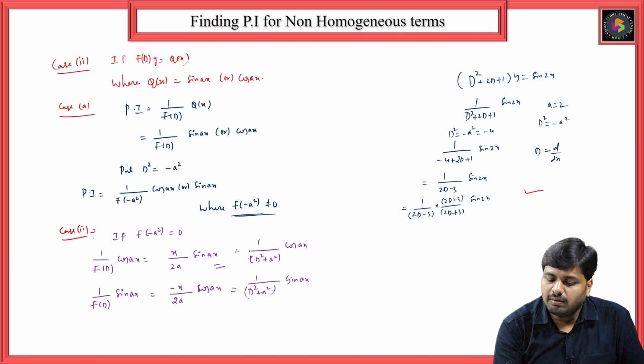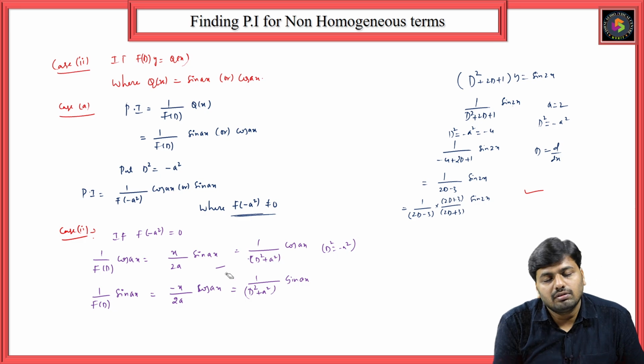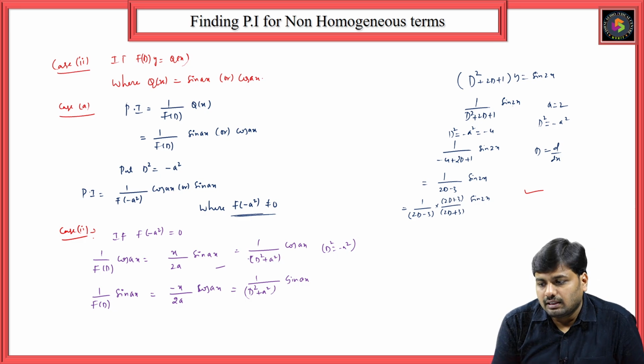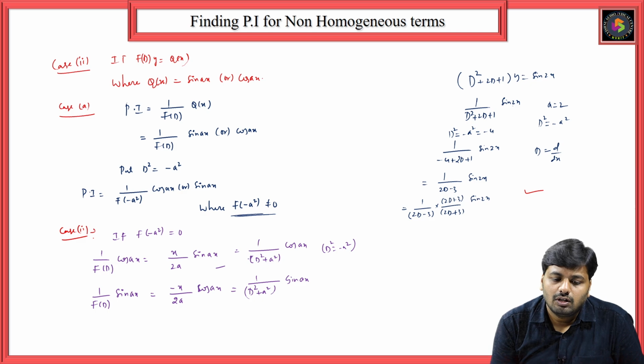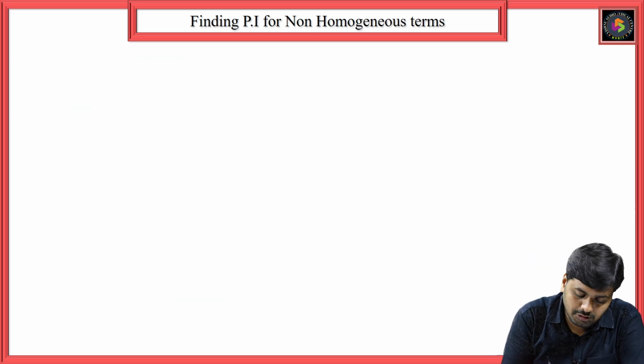This is one example. When f of minus a square is 0, that means putting D square equal to minus a square gives 0, and 1 by 0 is not valid. Therefore, the final answer will be as given. This is case 2, the special case. Now we'll solve two problems on these two cases. Now the first problem.